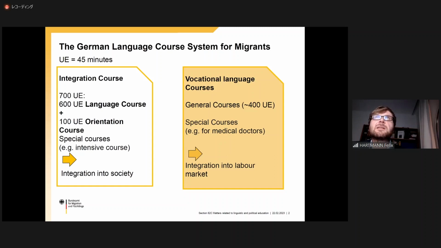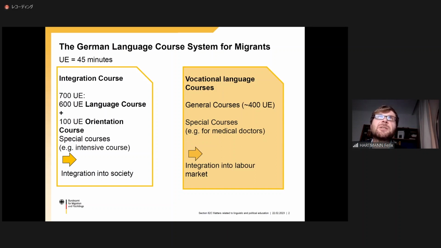On the other hand, we have vocational language courses, which are aimed at persons who are unemployed in Germany due to their lack of German language skills. So here the goal is more integration into the labor market. There are very different varieties of these courses, and we also have additional courses, but I will focus on the standard course here.